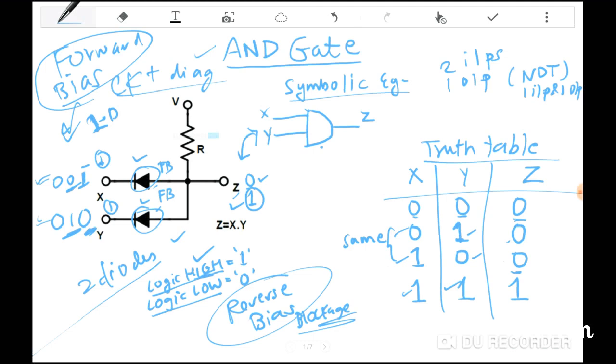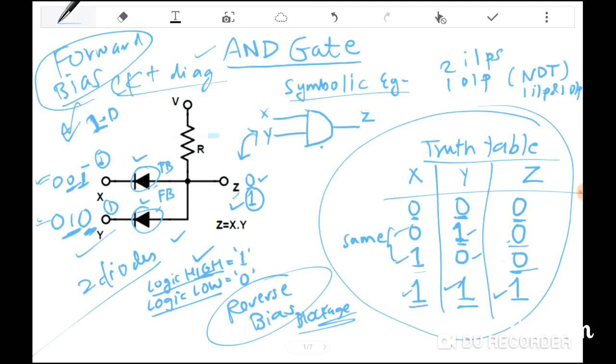So we have verified all the conditions. When both the inputs are 0, we get an output of 0. When one of the inputs is 1 and the next one is 0, we still get an output of 0. And when both are 1s, we get an output that is 1. So we have verified the truth table using this circuit diagram.